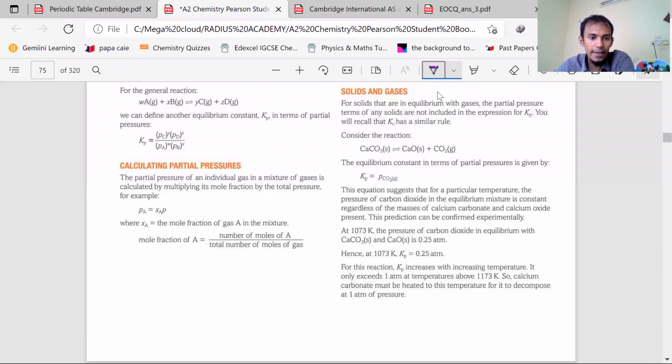How will we calculate partial pressure? The partial pressure of A, one individual gas molecule A, is equal to XA times the total pressure. What is XA? XA is the mole fraction. That means we need to find how many moles there are. Say, for example, 1 mole of A, 2 moles of B, 3 moles of C, and 4 moles of D. What is the total mole?